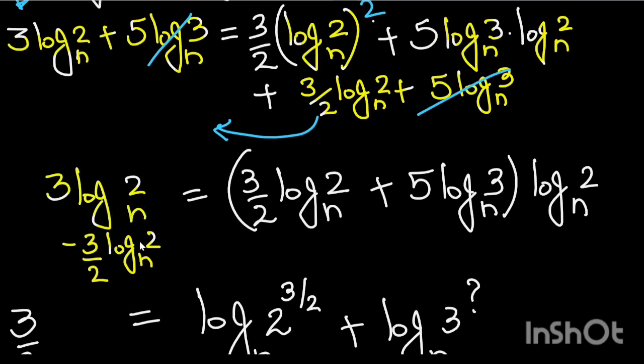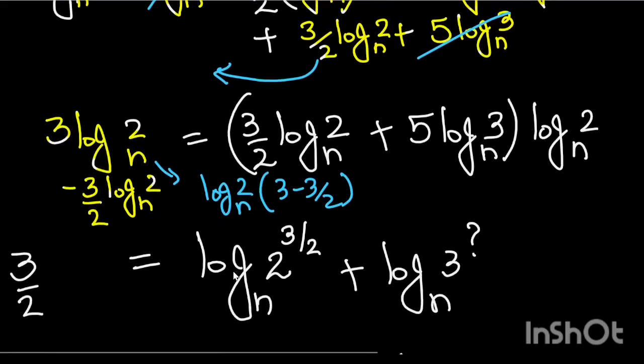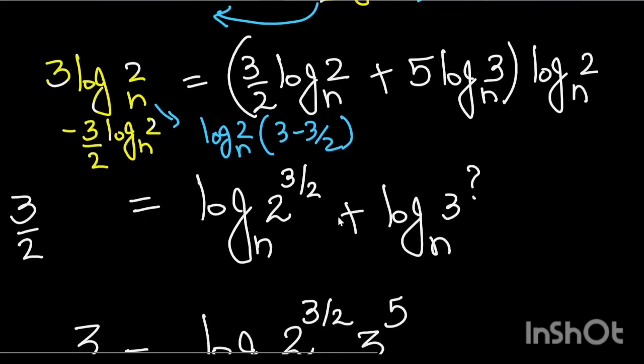If you take log 2 base n common here, you will get 3 minus 3 by 2. Which would be what guys? Which would be 3 by 2. This would be 3 by 2, and this log 2 base n would be cancelled out with the log 2 base n on the right hand side. So here we would get 3 by 2 into 1 only.